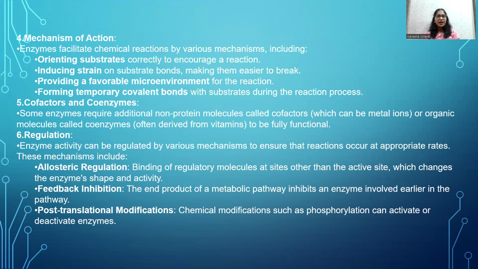Cofactors and coenzymes. Some enzymes require additional non-protein molecules called cofactors, which can be metal ions or organic molecules called coenzymes, often derived from vitamins, to be fully functional. The sixth one is regulation. Enzyme activity can be regulated by various mechanisms to ensure that reactions occur at appropriate rates. These mechanisms include allosteric regulation, which is binding of regulatory molecules at sites other than the active site, which changes the enzyme's shape and activity. Feedback inhibition. The end product of a metabolic pathway inhibits an enzyme involved earlier in the pathway. Post-translational modifications. Chemical modifications such as phosphorylation can activate or deactivate enzymes.